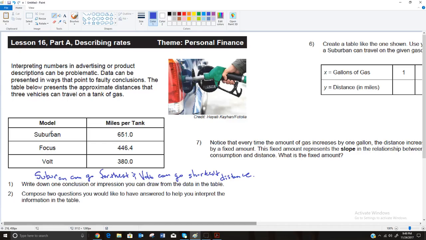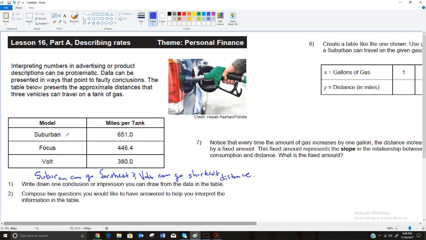If you're familiar with vehicles at all, a Suburban is a fairly large SUV and a Volt is a little compact car. So is it truly a possibility that the Suburban gets better miles per gallon than the Volt does? Probably not. So why does it look like in this table that there's something better about the miles that the Suburban gets than that the Volt gets? Why does the gas mileage appear to be better here than it does here?